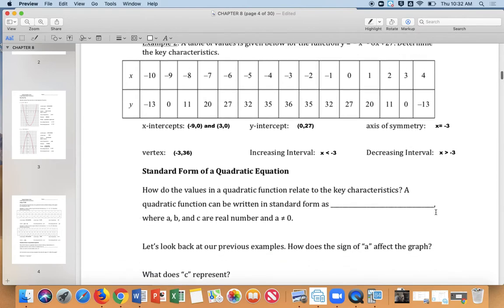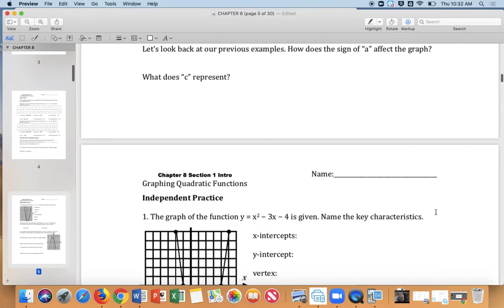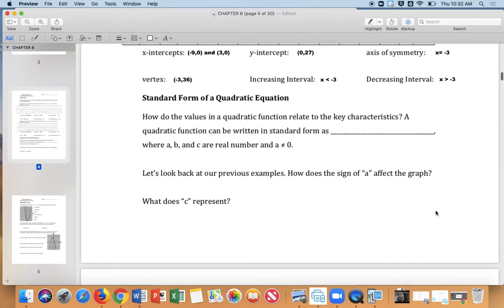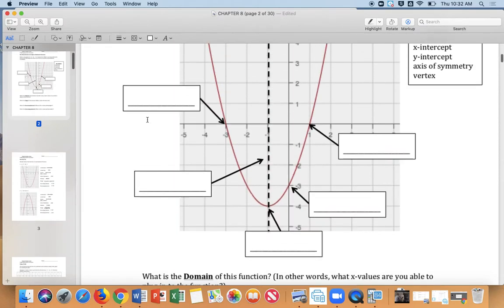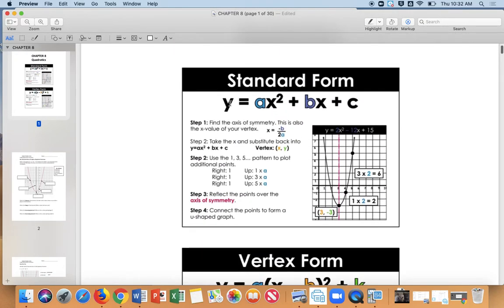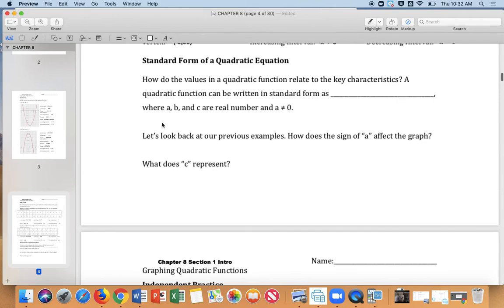All right, any more questions, just let me know and we'll go through this. So, the standard form of a quadratic equation. I told you to pay attention to the cover. Up here, this is our standard equation: y equals ax squared plus bx plus c. This is our standard form. I want you guys to fill that in right here.